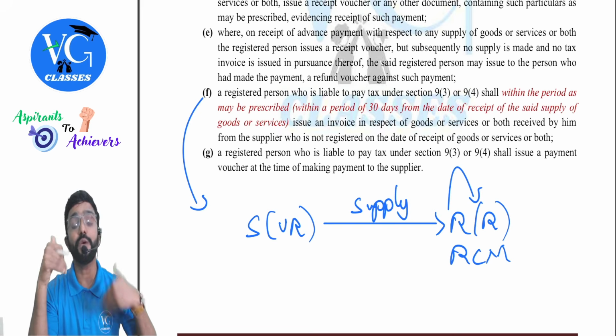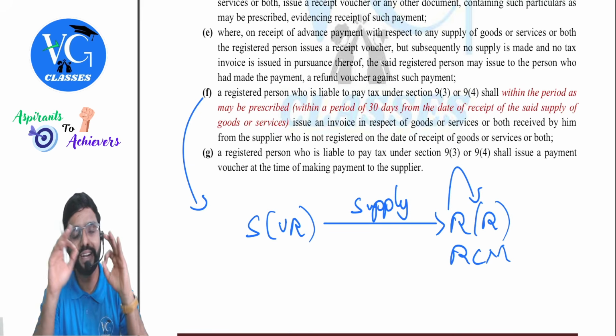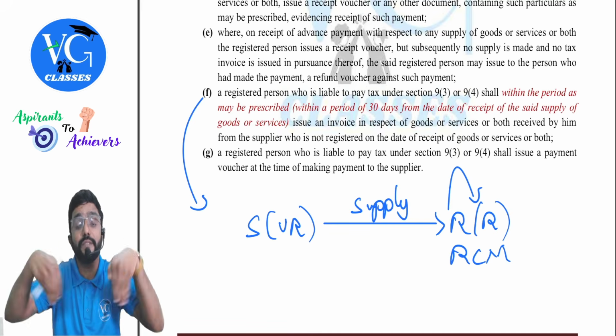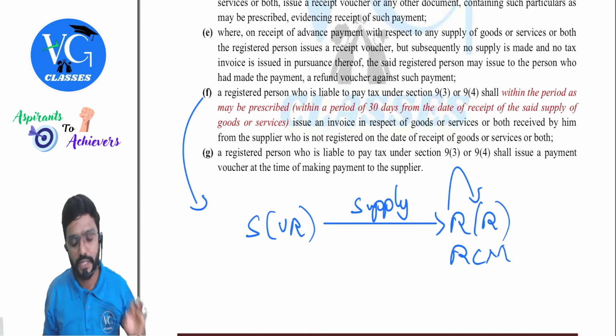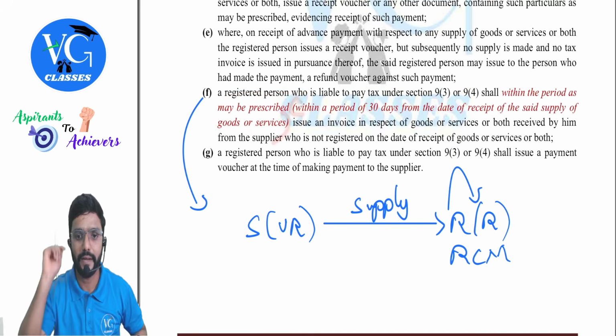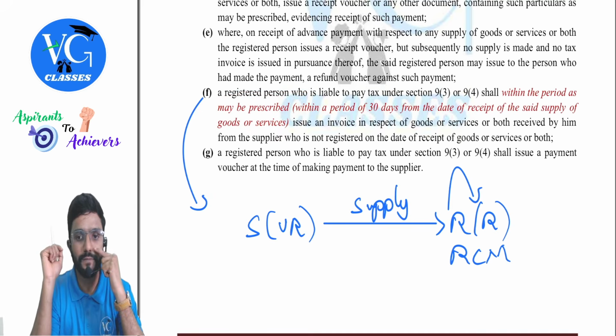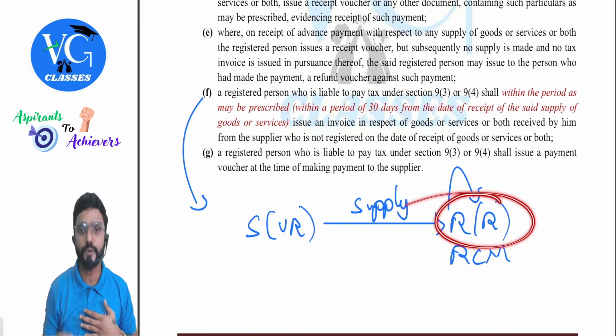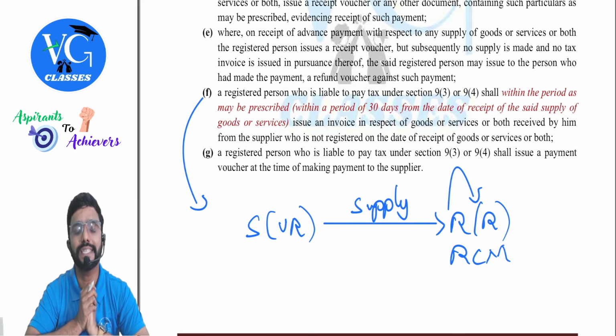Okay. For this, there was no time limit mentioned earlier. But now they have mentioned the time limit. Within what time the recipient should issue invoice for himself, guys. Got it? Yes, sir. So when is it? We will see. So they have mentioned as may be prescribed. What is that time? Now in the bracket I have given: within a period of 30 days from the date of receipt of the said supply of goods or services. So whenever recipient is supposed to issue invoice for himself, which we call as self-invoicing, he has to issue it within 30 days of receipt of goods or services, guys.